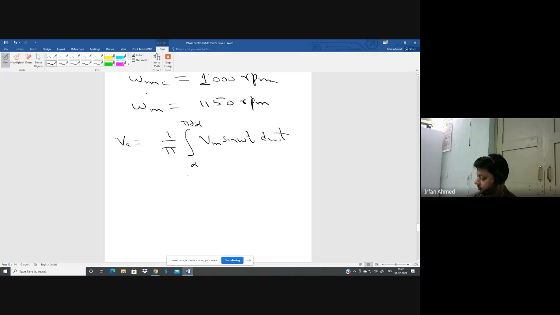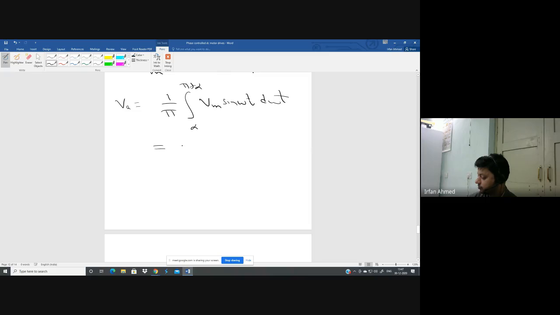Okay. Or it will be equal to 2 Vm by pi cos alpha. And I think you have seen this expression before. Average output voltage is equal to 2 Vm by pi cos alpha. But this expression is valid only if the conduction is continuous. Okay? Only if the conduction is continuous, not if it is discontinuous.